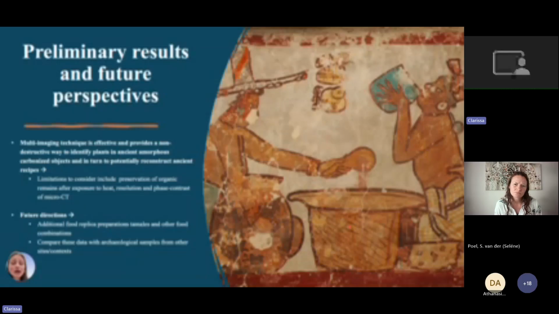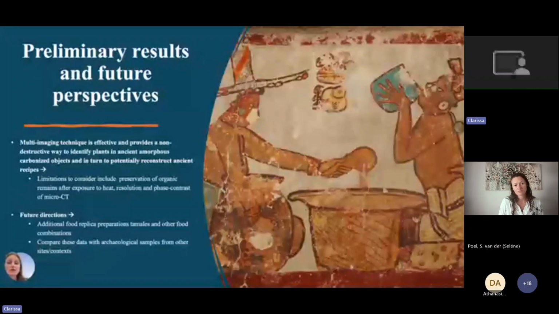So I didn't talk at all about any archaeological samples that I've analyzed. That's still something in progress. But basically, this was to show you what can be done with both the modern samples and the archaeological ones. The procedure is the same. And I think so far I can definitely say that this multi-imaging technique that goes from the stereo microscope all the way to the micro-CT is an effective way because it's non-destructive. That really is the key idea here, to keep the samples intact, in particular the archaeological ones.